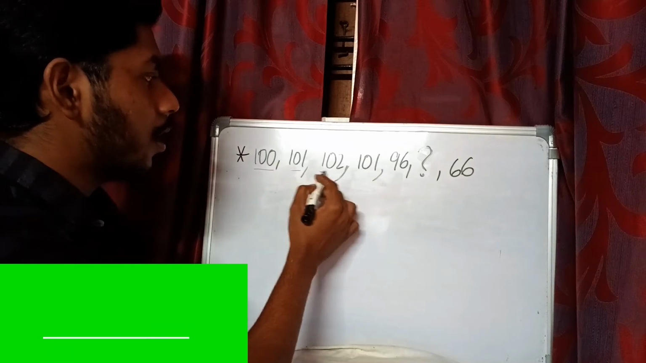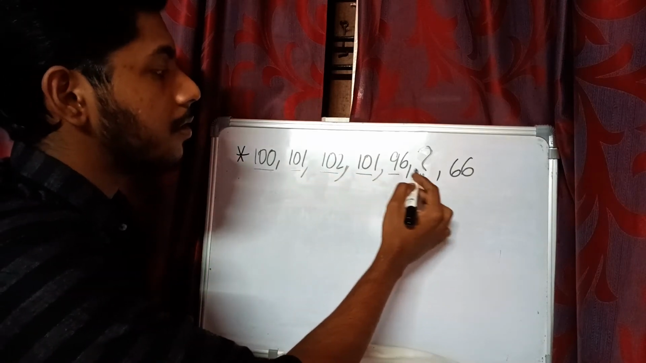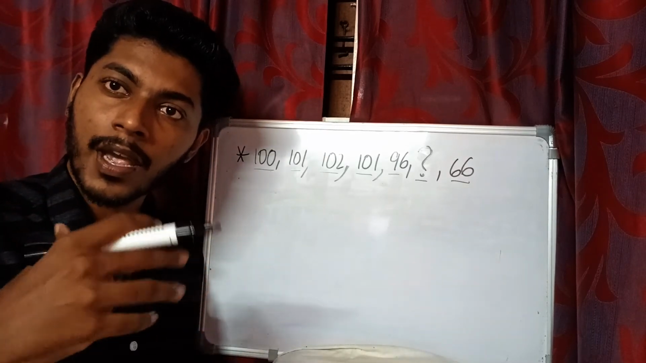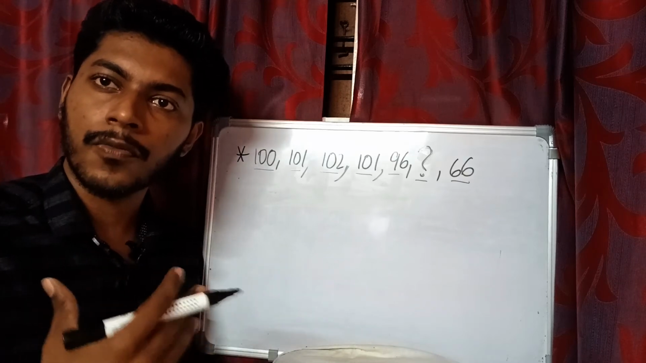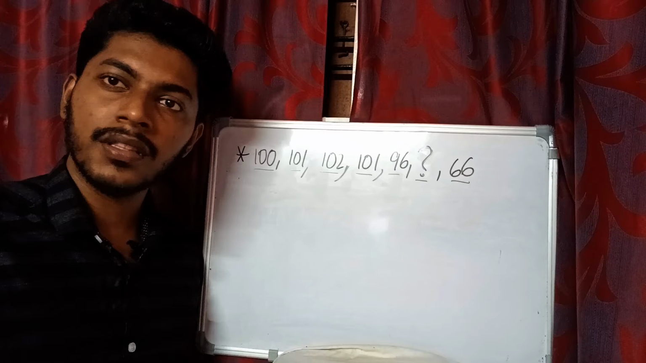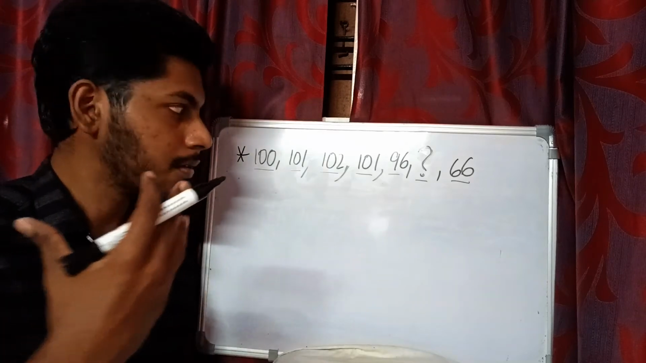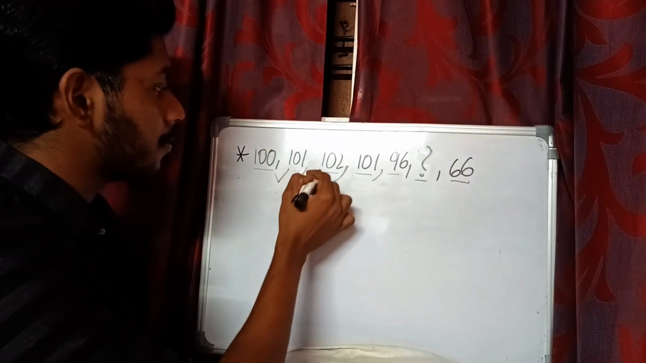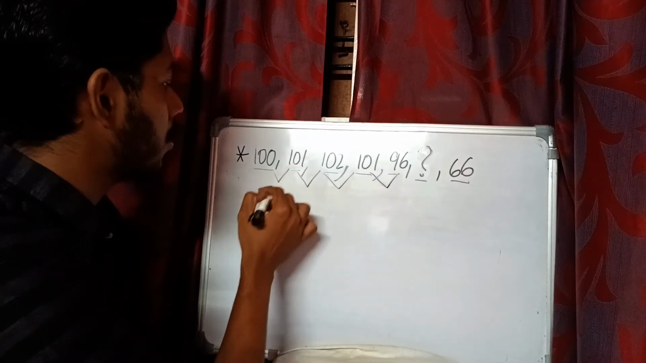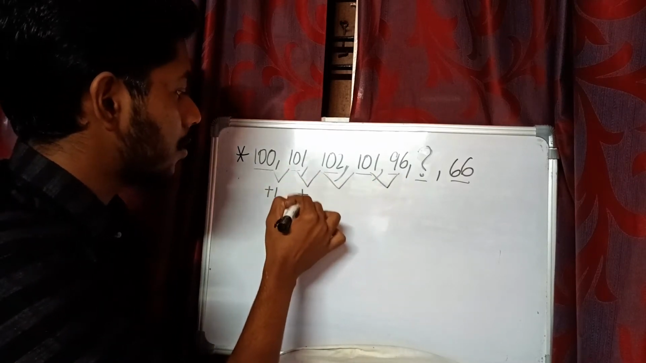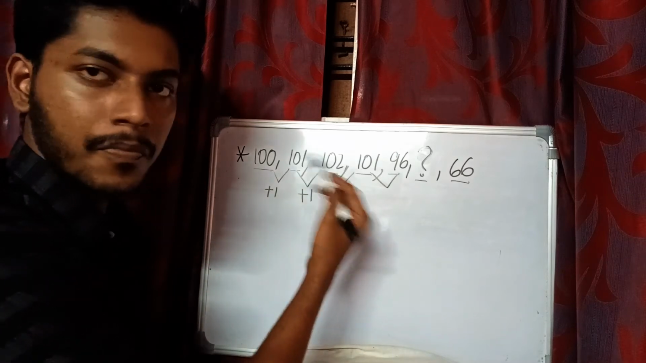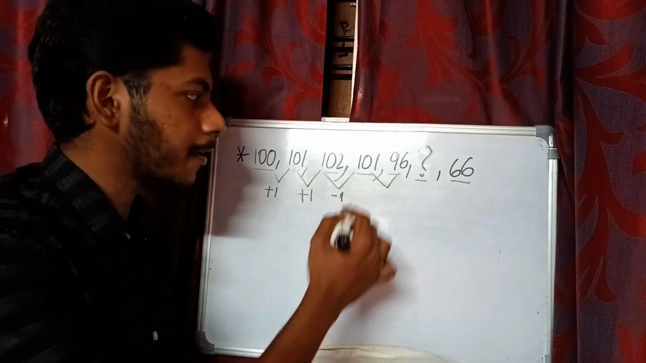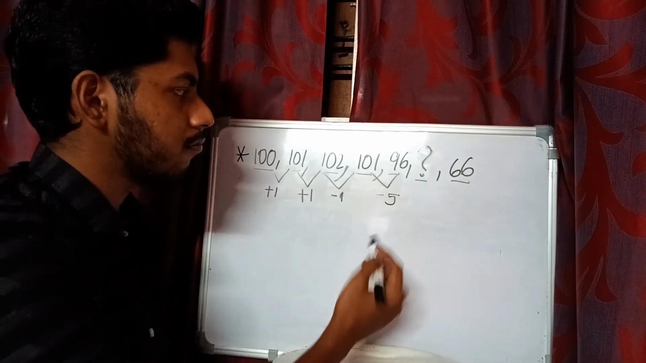100, 101, 102, 101, 96, question mark, 66. So what conclusion can you draw from this? I think nothing can be found from this at first look. Here we can take the differences. Here there is plus 1, and next one it's plus 1, next one it's minus 1, and after that minus 5.